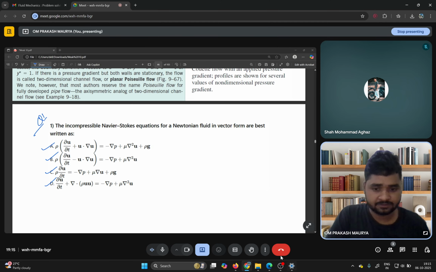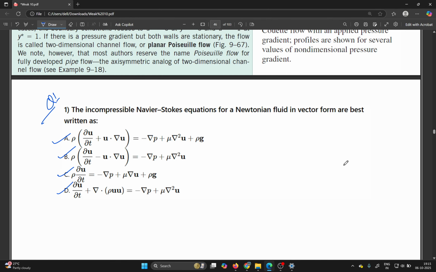So let us discuss. This is your equation in vector form. I have just discussed the Navier-Stokes equation. What is the Navier-Stokes equation? This is the incompressible one, remember please. Incompressible Navier-Stokes equation. So what will be the correct form, whether A, B, C, D?